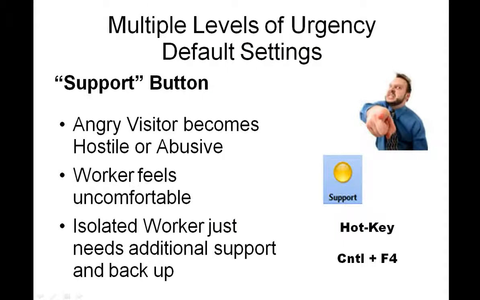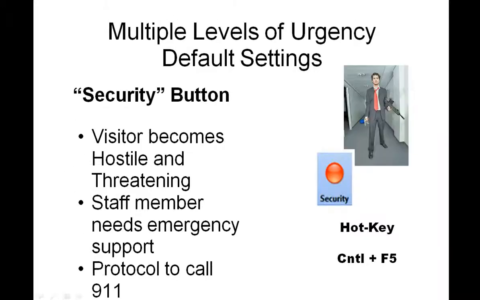With our default settings, the original settings that we first set up, we set up a support button. Maybe that's used for situations where you just need support from a coworker or a supervisor, a difficult client or person you're working with. With our default settings, the hotkey was Control F4, or it's the yellow button. For more serious situations, you'll have the red button to click, or you can use the hotkey Control F5. But again, as a reminder, your organization might have set up different buttons and different hotkeys as well.